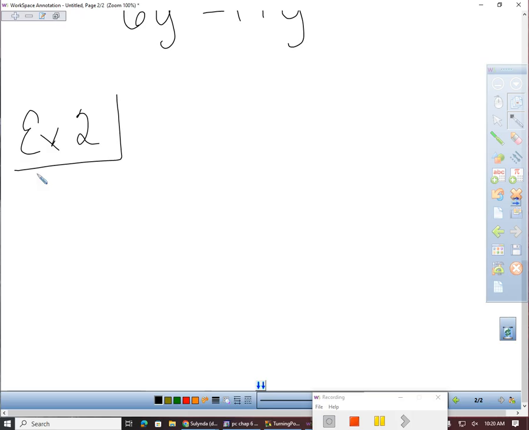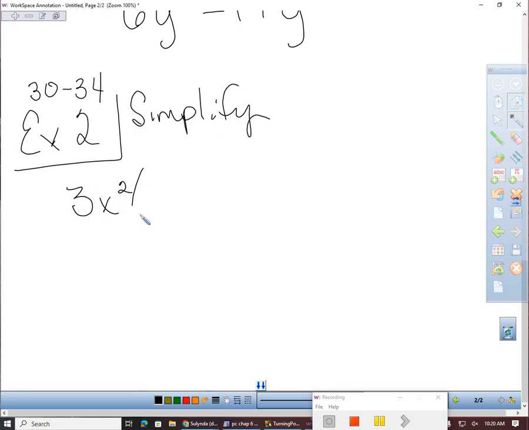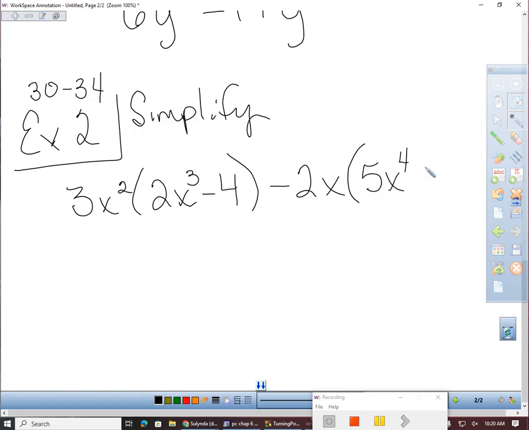Okay, example number 2. Now, this one's going to cover 30 through 34 at the end. I want you to simplify, and let's say I have 3x squared times 2x to the third minus 4, minus 2x times 5x to the fourth plus 7.